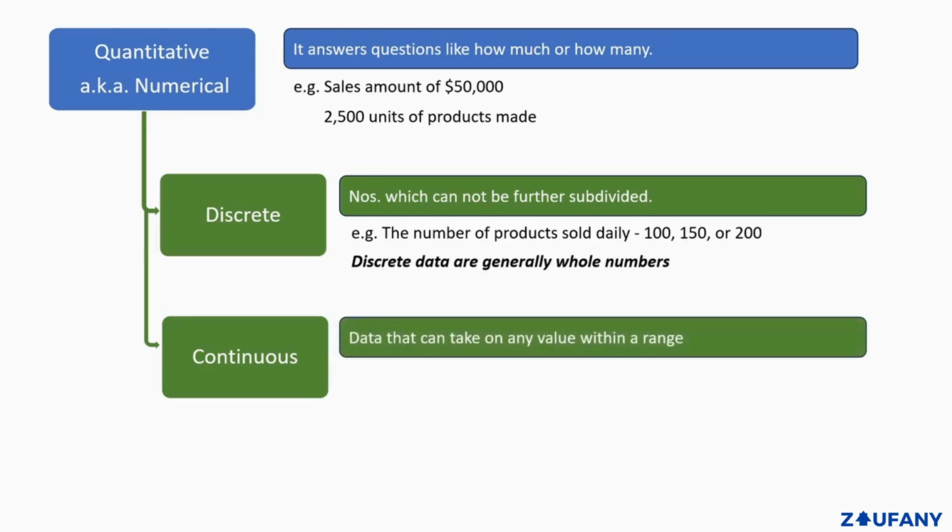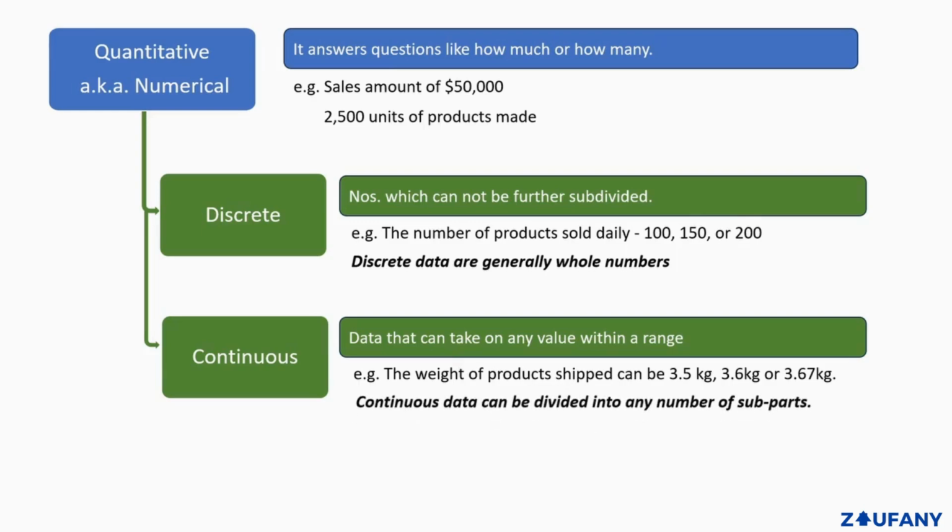Continuous data can take any value within a range. The weight of a product shipped can be 3 kgs, 4 kgs, or any value between 3 and 4 kg, like 3.5 kg, 3.6 kg, 3.67 kg. Continuous data can be divided into any number of subparts. However, continuous data may be treated as discrete data based on the usage.